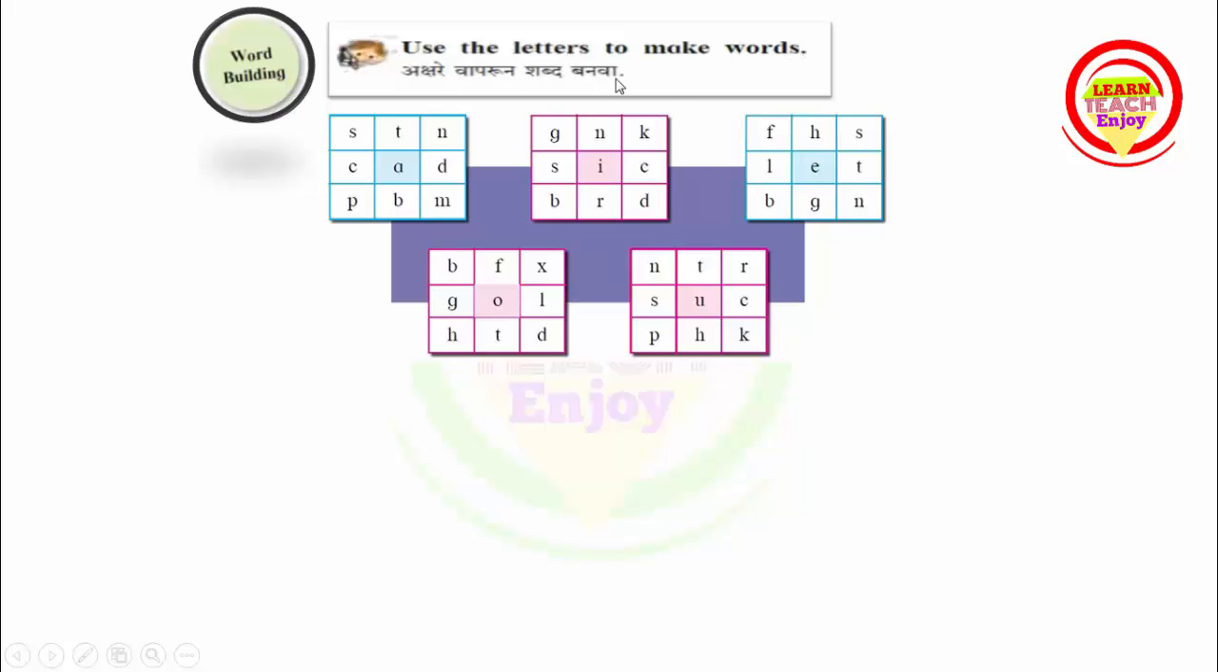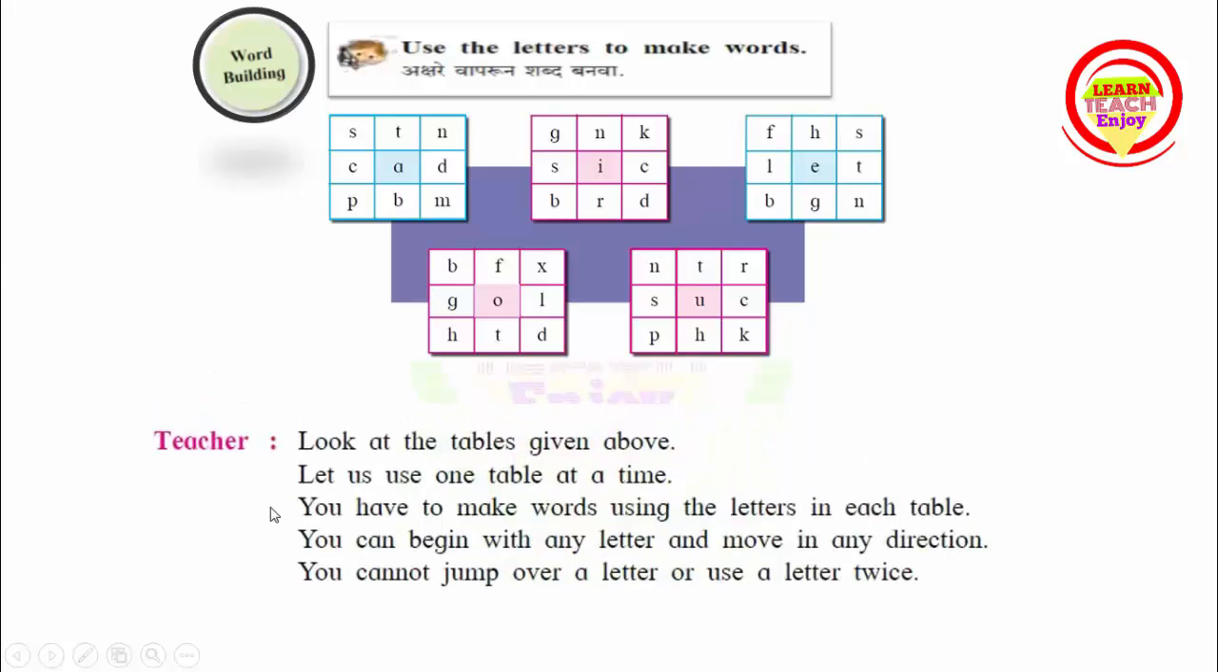अक्षरे वापरून शब्द बनवा. These are given 5 charts and in these charts letters are given and after that there is given a dialogue. Teacher said, look at the tables given above. There is given these tables. Let us use the one table at a time.